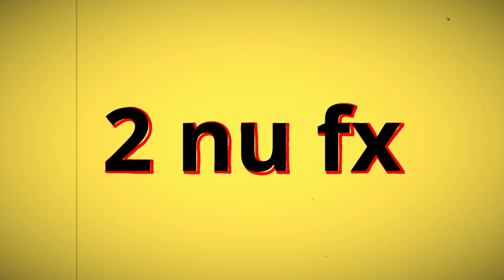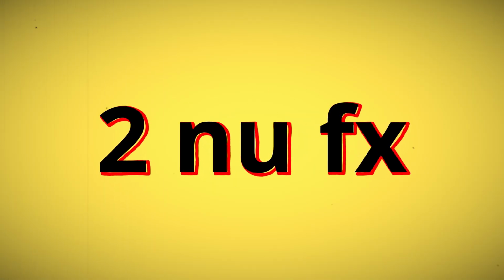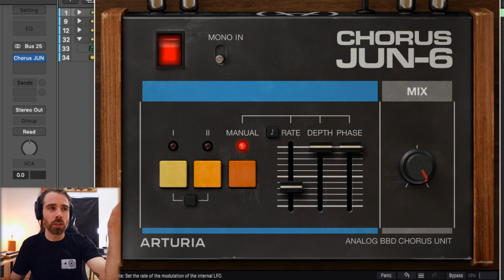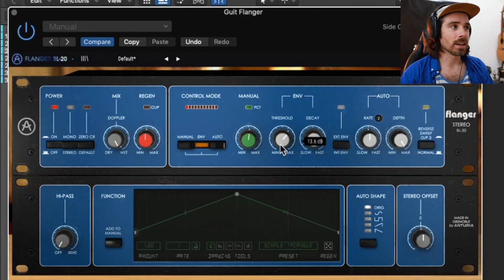Pigments includes 2 new effects. There's the Chorus Jun-6, which Arturia offers as an individual plugin as well. Here's a video on that, as well as the BL20 Flanger, which is another effects plugin that Arturia offers individually. There's another video. All of this is linked in the description, by the way. So these are 2 brand new effects that are built into Pigments 3.0.